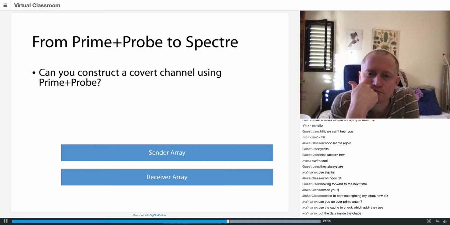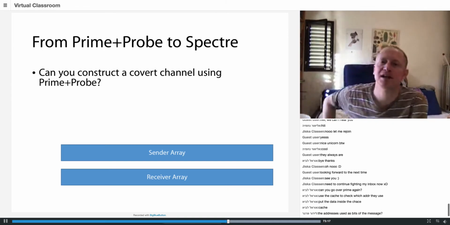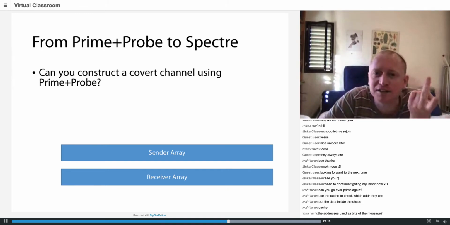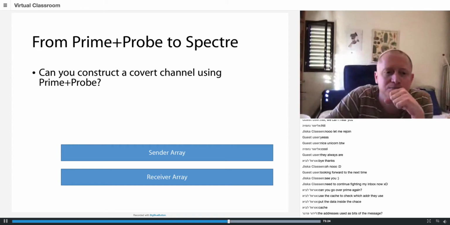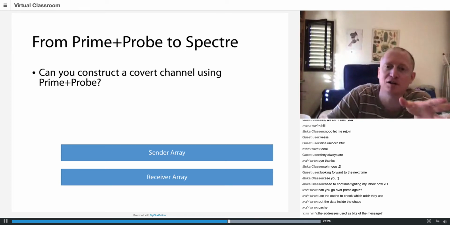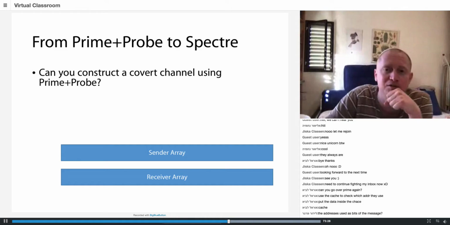Okay, let's say I put the data inside the cache, but I can't. They're isolated. The receiver can't read the data from the cache. The receiver, there is isolation, right? Okay, so Lidor is getting closer. I'm using the addresses as the bit of the message. How do I do that? How do I use the addresses?